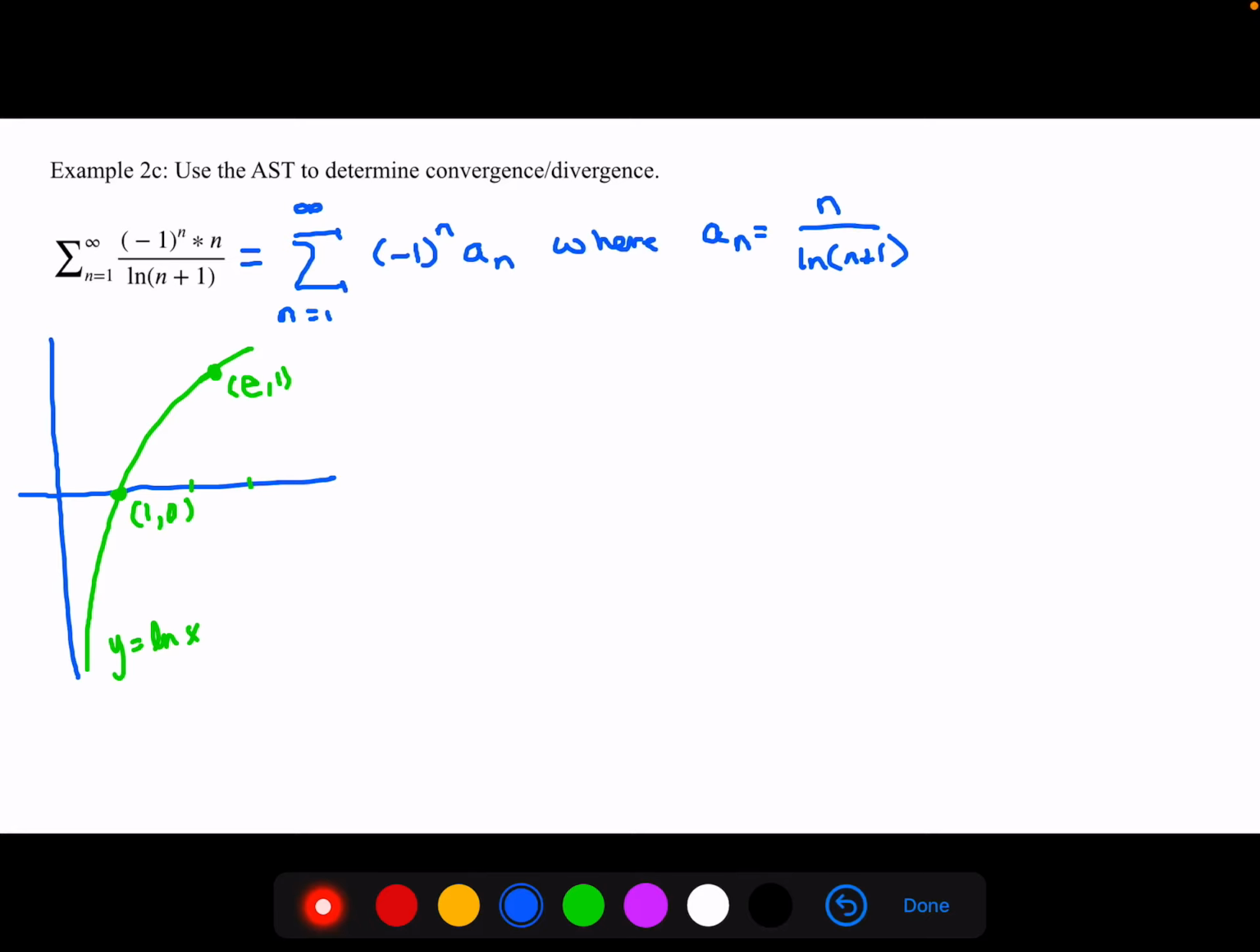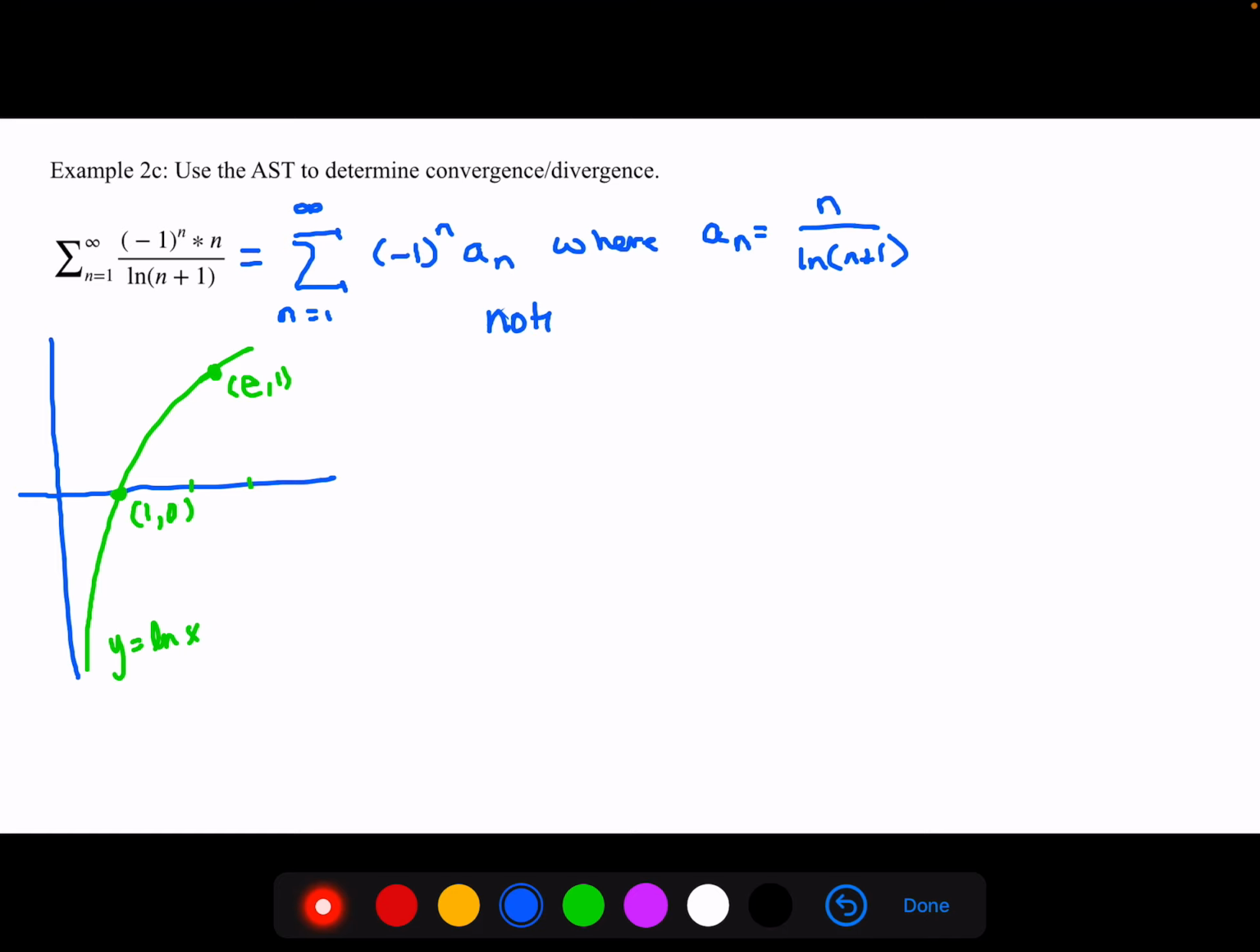For this example, we are determining the convergence or divergence of the sum from n equals 1 to infinity of negative 1 to the n times n divided by the natural log of n plus 1. We will view this as the sum from n equals 1 to infinity of negative 1 to the n times a sub n, where a sub n equals n divided by the natural log of n plus 1.